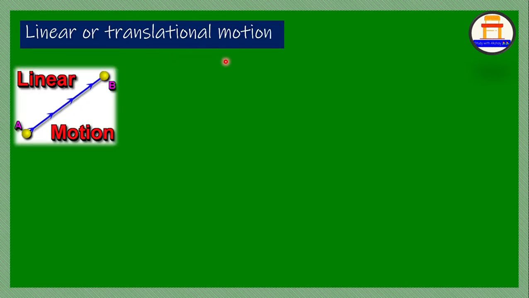Linear motion or translational motion. So you can see here from A to B, it is moving along the straight line path, which is considered as linear motion. So force is applied over here, it is moving in the same direction of the force applied. So let's see the definition.